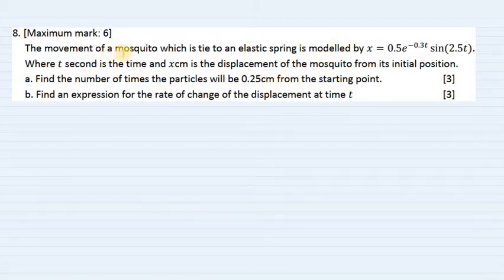The movement of a mosquito which is tied on a plastic spring is modeled by x, the distance, equals 0.5 e to the power of negative 0.3 t sin 2.5 t, where t is in seconds, and x is the displacement from the initial position. Find the number of times the particle will be 0.25 centimeter from the starting point.